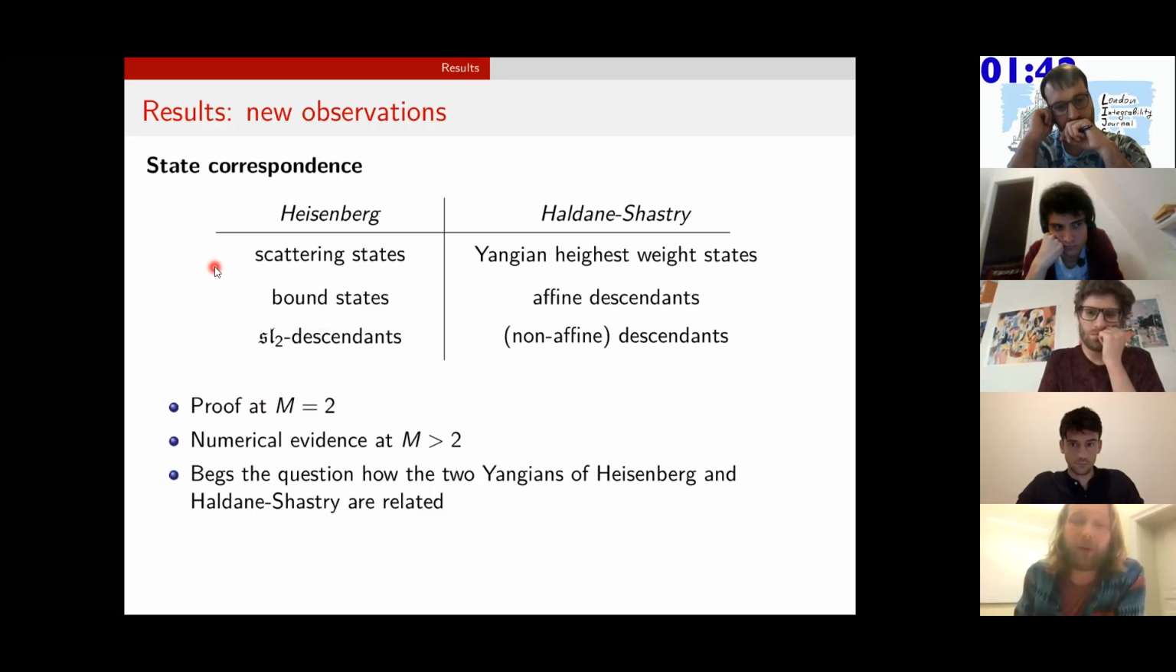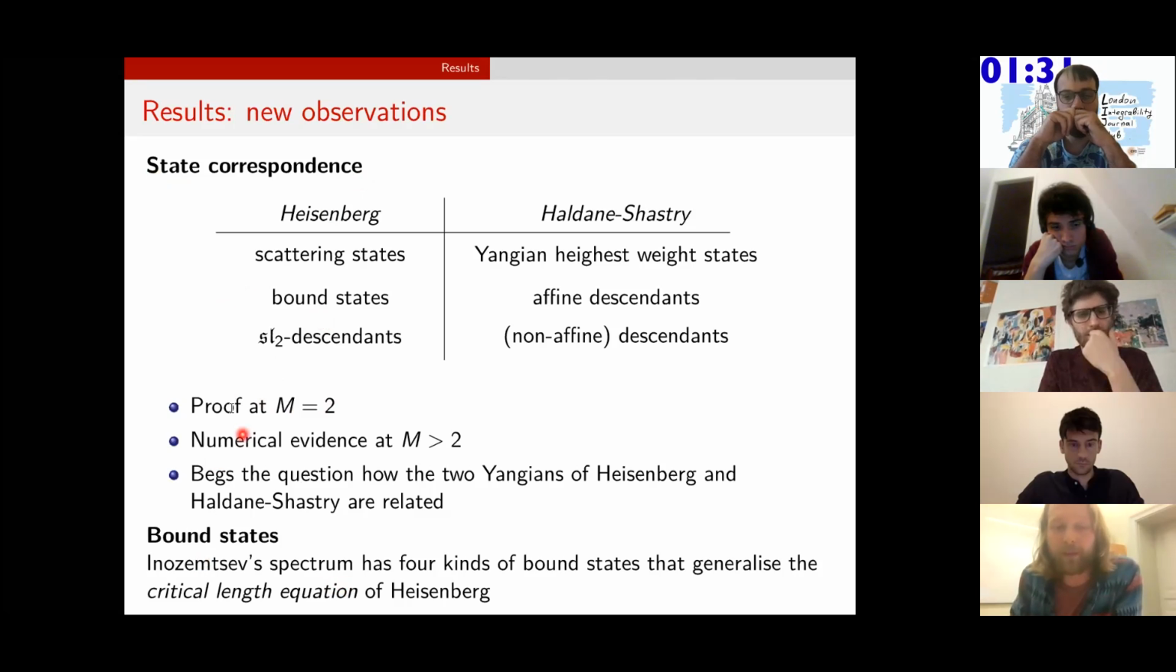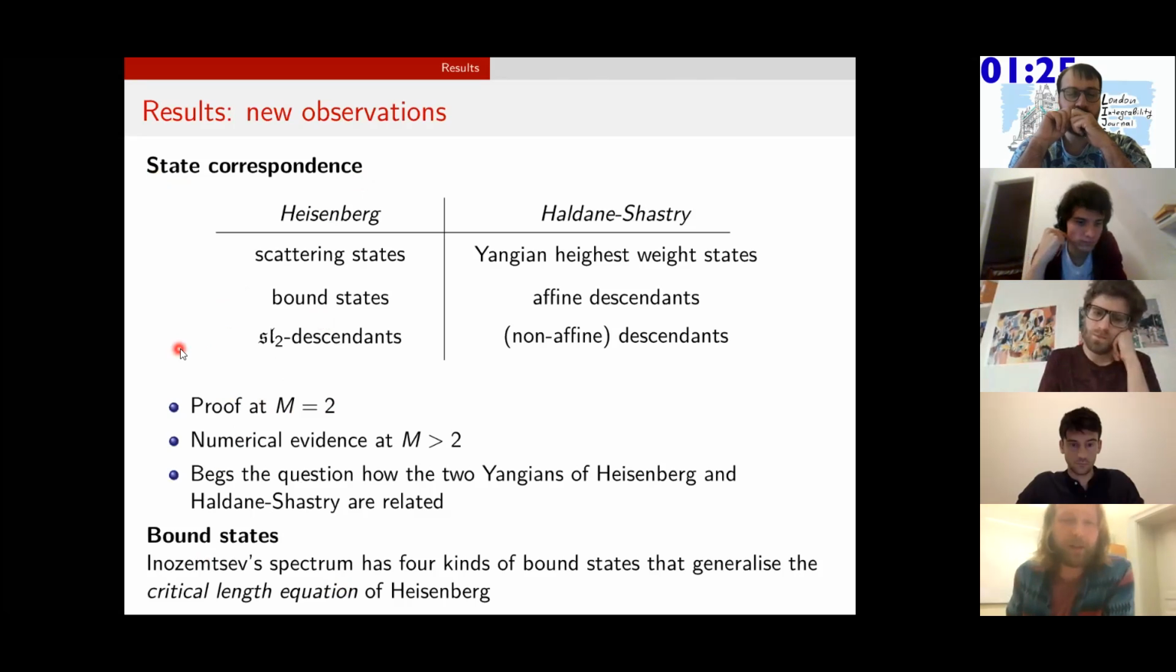And this really begs the question how the 2 Yangians of Heisenberg and Haldane-Shastry are actually related, which is a very interesting question to ask, in my opinion. And a second big observation we found is that the spectrum of Inozemtsev has 4 different kinds of bound states that actually generalize the concept of critical length that you have for Heisenberg. And since I don't have that much time today, I won't be able to go into that, but my paper with Jules talks about it at length.